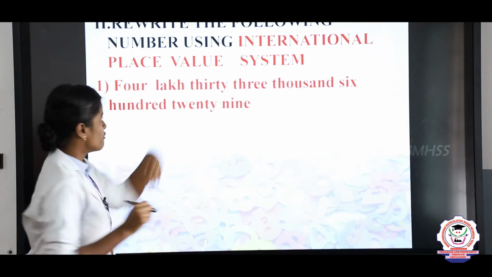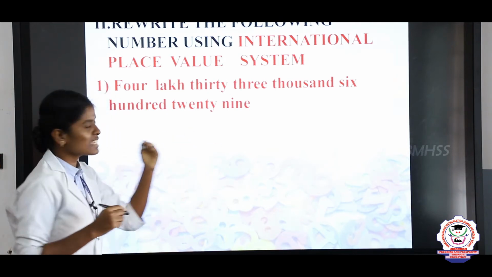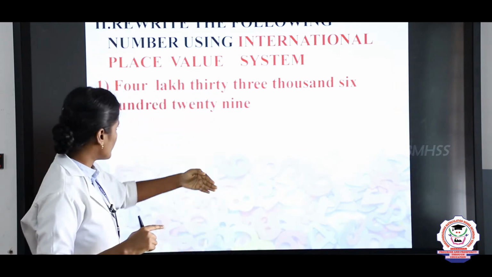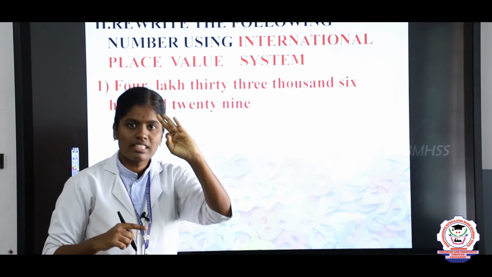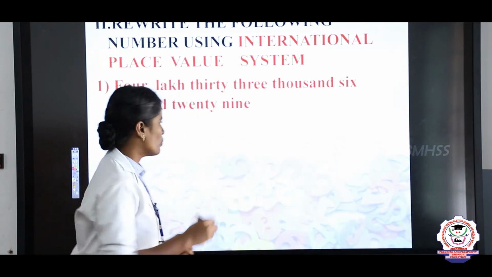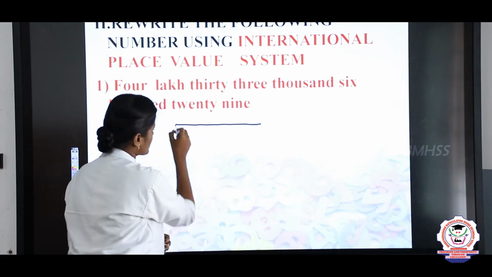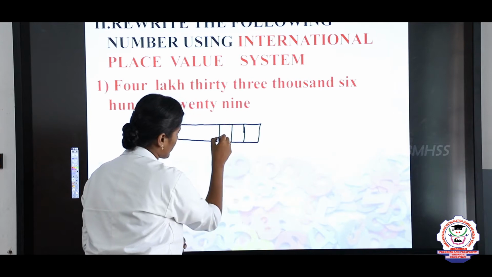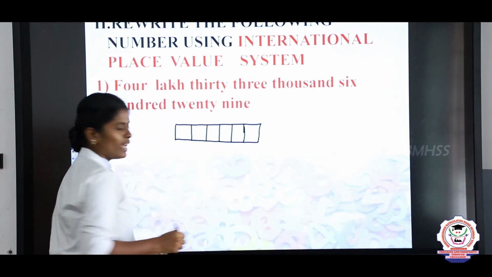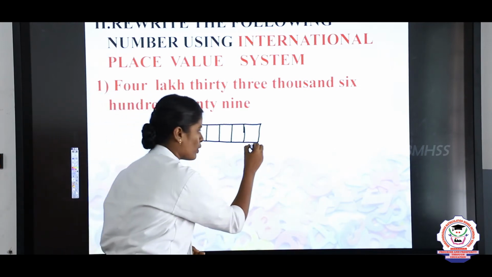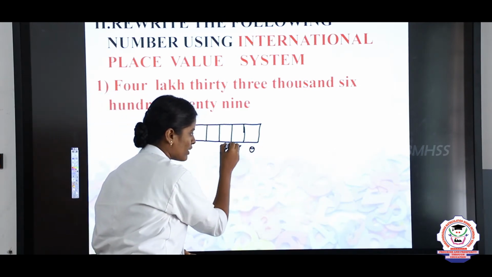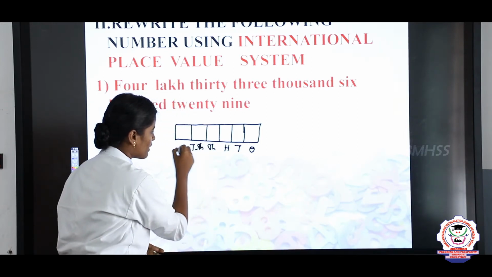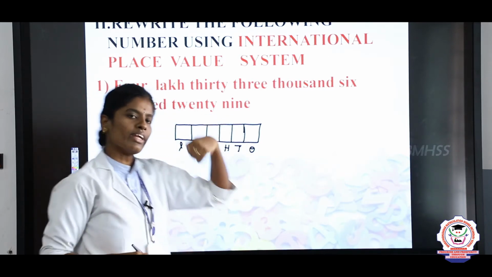The first question is 4,33,629. So ones, tens, hundreds, thousand, 10,000, lakh. So put 6 boxes. How many boxes? 6 boxes. Ones, tens, hundreds, thousand, 10,000 and lakh. Now you write the place values: ones, tens, hundreds, thousand, 10,000 and the final place value is lakh. Okay, so now you can write the numbers.